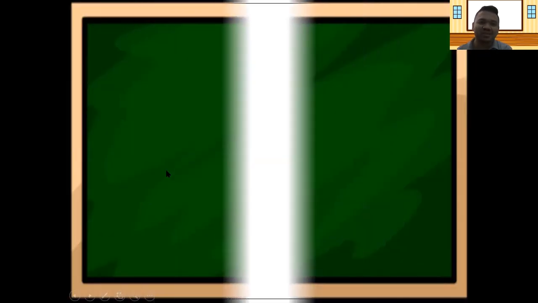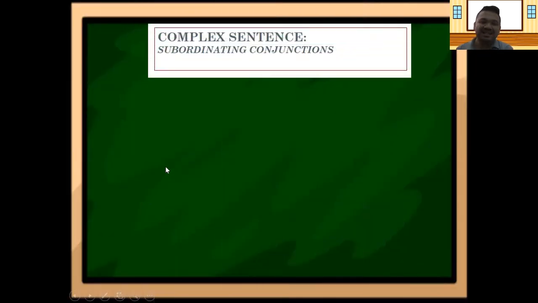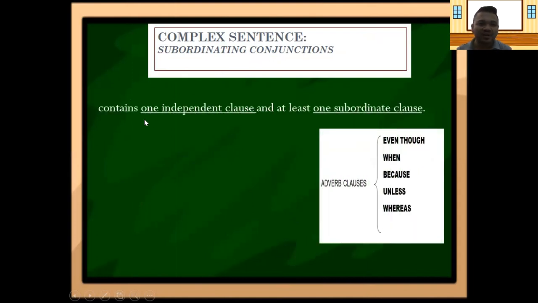Okay, next one. Complex sentence, with subordinating conjunctions. A complex sentence contains one independent clause and at least one subordinate clause. Again, complex contains one independent, one complete, and one incomplete sentence, and it is connected with subordinating conjunctions: even though, when, because, unless, and whereas. Example: "Bob is popular even though he is ugly."